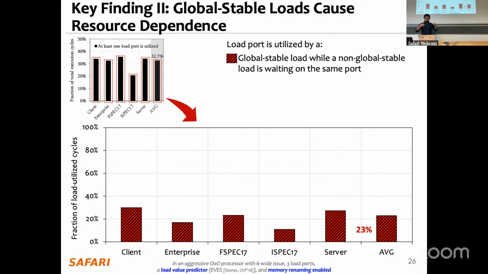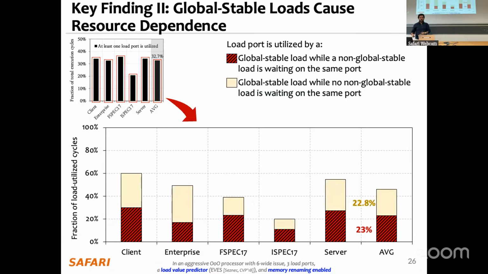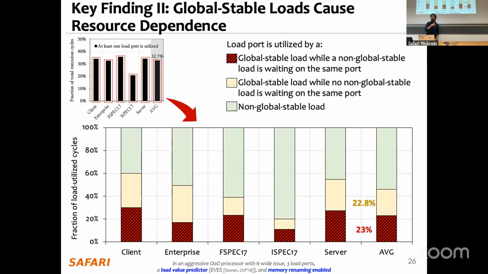So it's like two of them are fighting for the same port, and one of them won, and that's the situation we are having. Somebody went on and just utilized the port, so somebody who needs that port for its genuine execution cannot get it. Now there is 22.8% or more where a global stable load is utilizing the port, but somebody is not waiting. So there are still some optimization targets, but at least they are not as bad as this 23%.